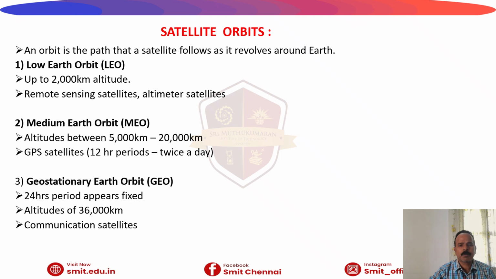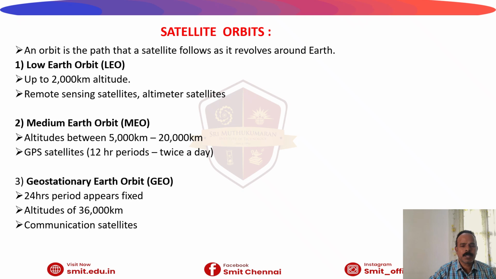Generally, the satellite orbits are classified in 3 ways. One is called low Earth orbit, the other is called medium Earth orbit, and the other is called geostationary Earth orbit. The difference lies in the range of kilometers only. In the LEO, we can have a height of up to 2000 kilometers altitude only. That is particularly used for remote sensing as well as altimeter satellites.